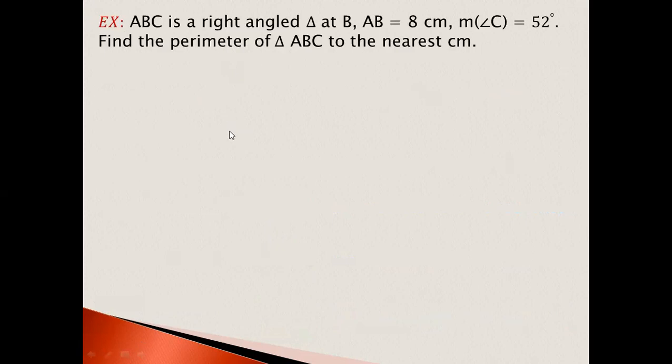ABC is a right-angled triangle at B. AB equals 8 centimeters and the measure of angle C equals 52 degrees. We need to find the perimeter of triangle ABC to the nearest centimeter.